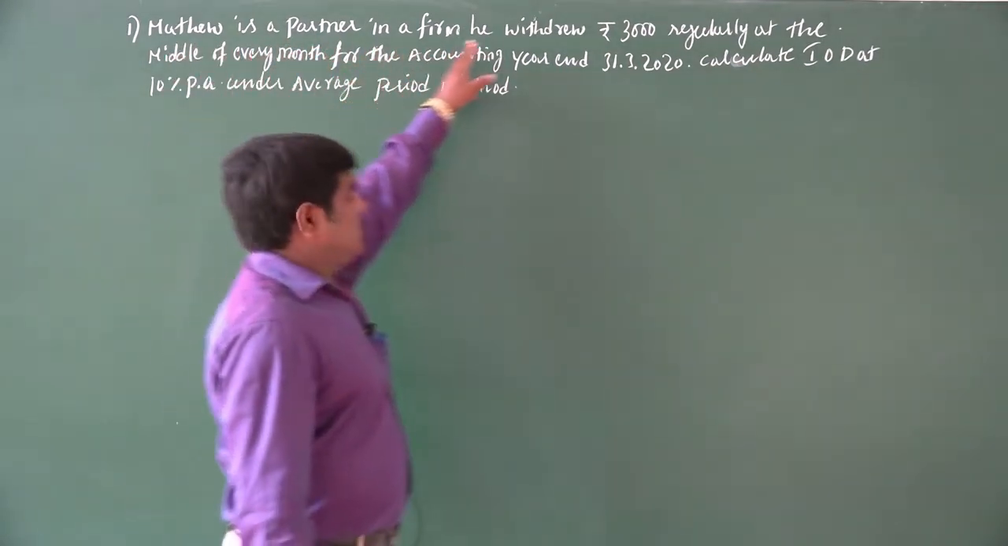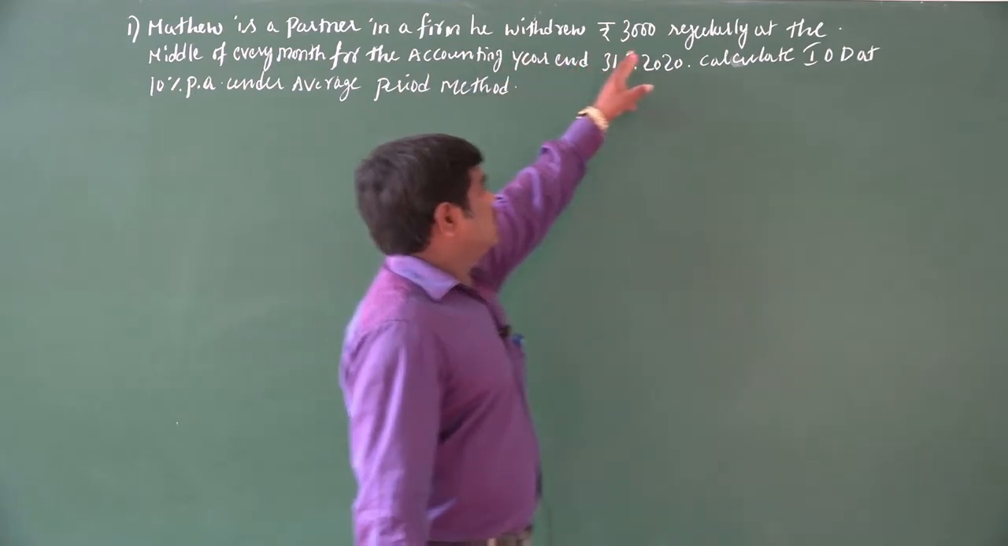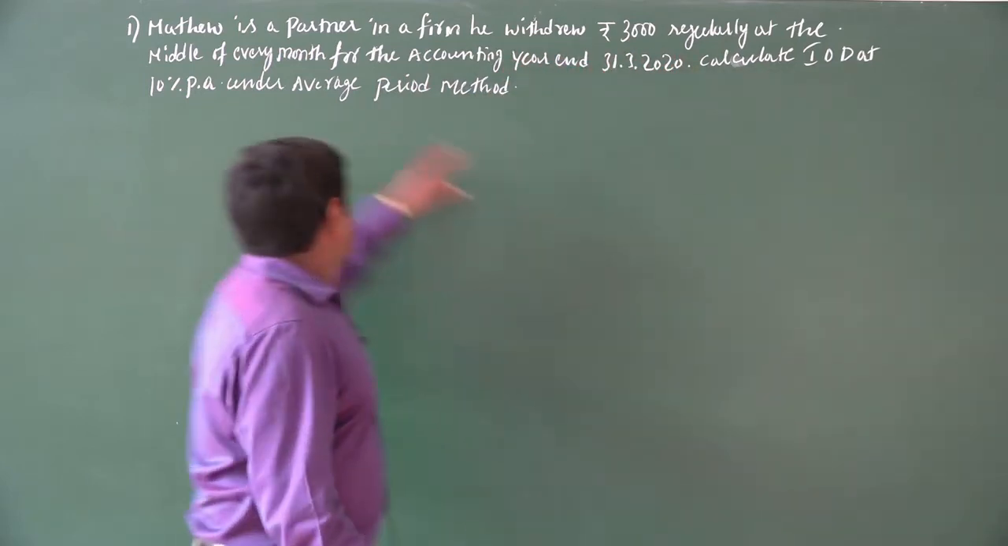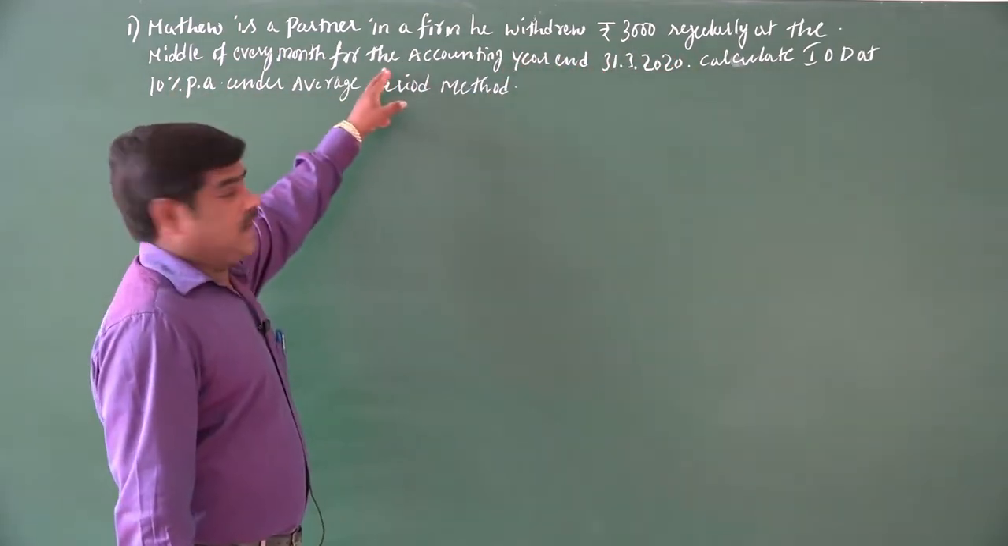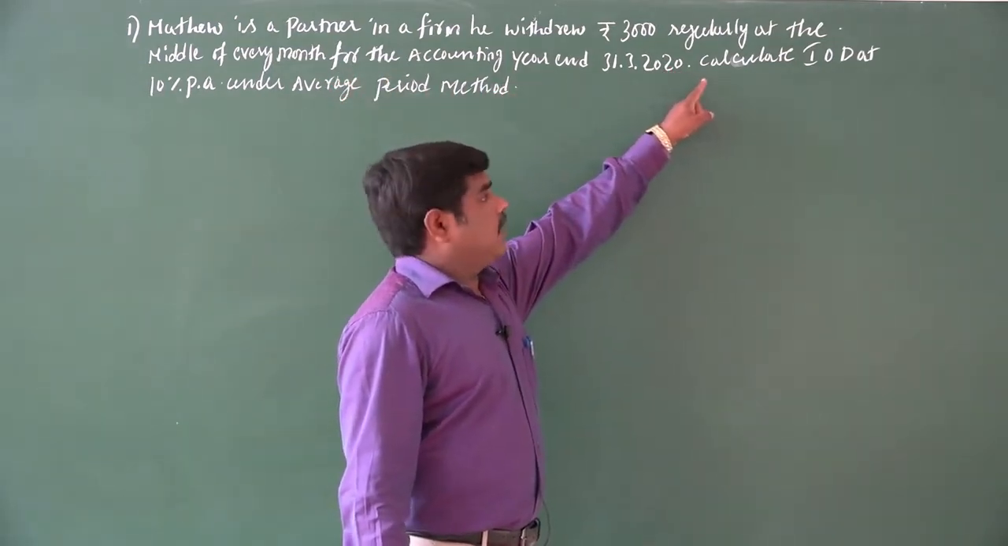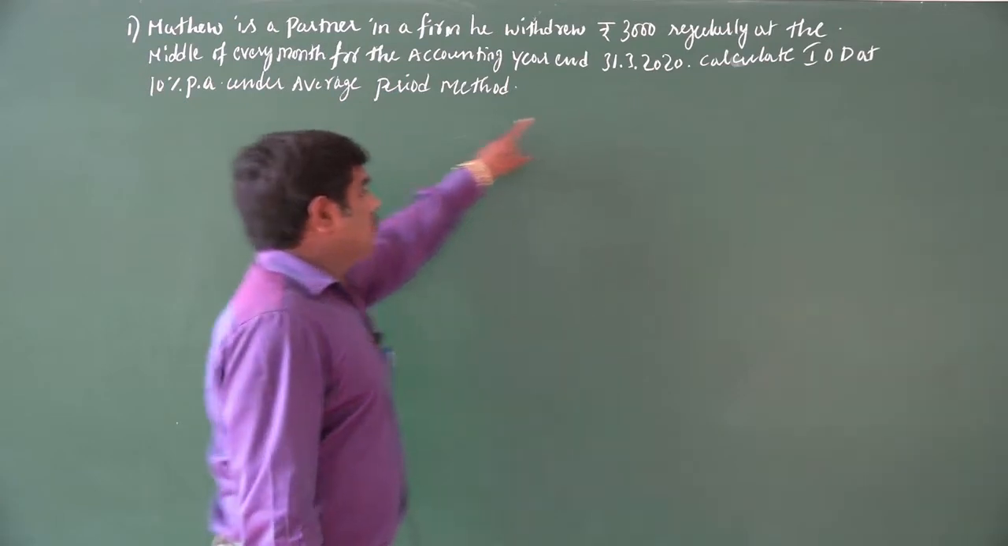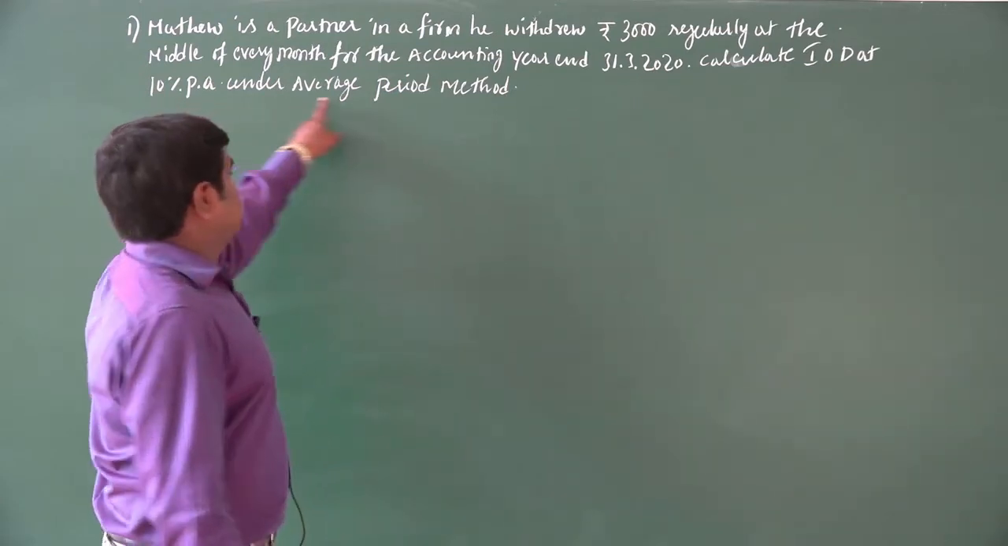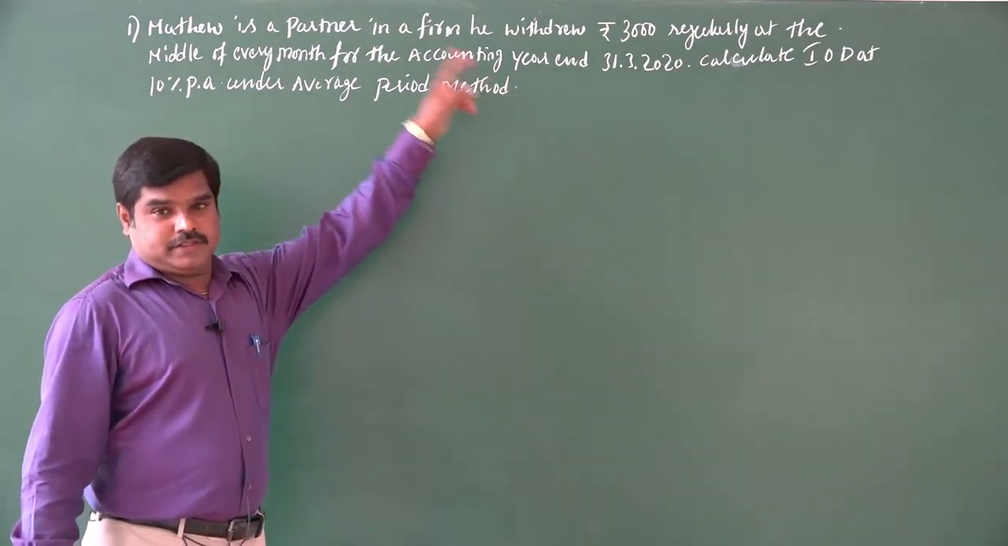Matthew is a partner in a firm. He withdrew rupees 3,000 regularly at the middle of every month, the 15th day of every month, for the accounting year ending 31st March 2020. The problem says to calculate interest on drawings at 10% per annum under the average period method. Okay, so this is the problem.